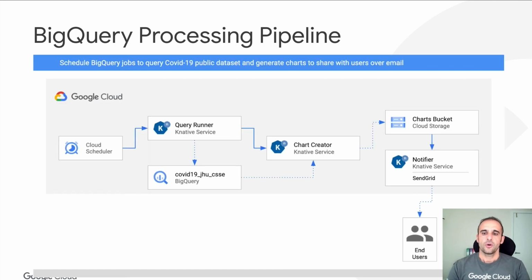Now, this demo that I want to show you is a BigQuery processing pipeline. What I wanted to do is that, I'm based in London, and we started having lockdown in mid-March. We all started working from home. And at the time, COVID was a new thing, so I was checking the number of cases in London every day.